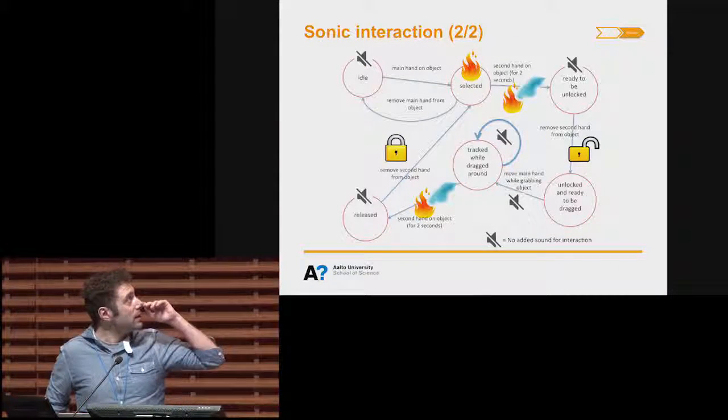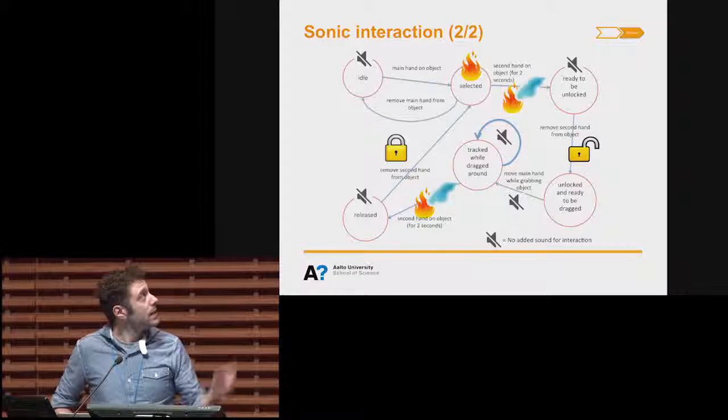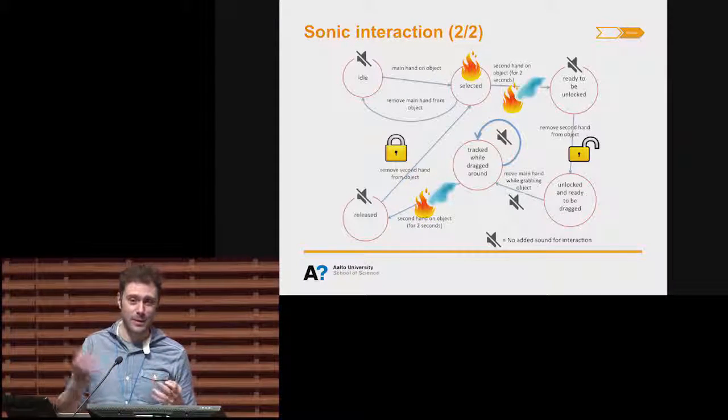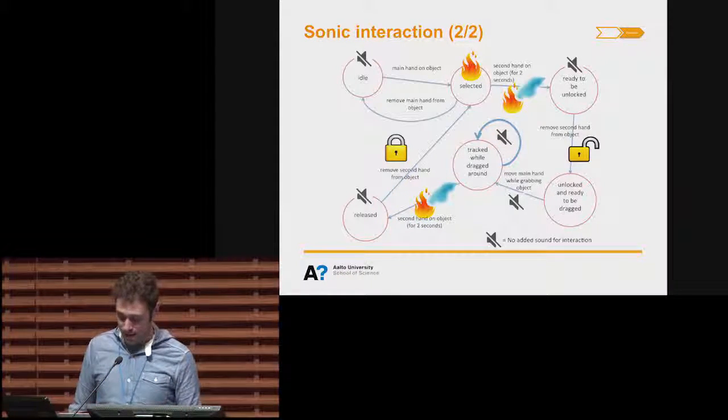So I skip now the state transition diagram, but we try to associate some auditory icons that would be memorable, that the user could remember. And of course, the reason we have to use this two-hands interaction is because we don't have means of knowing that the user is actually picking the object otherwise.